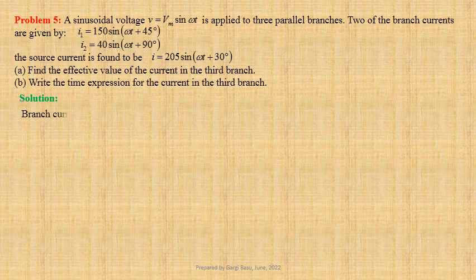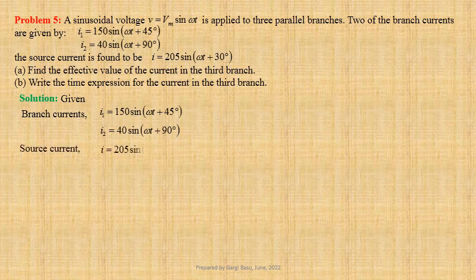A sinusoidal voltage V equals Vm sine of omega t is applied to three parallel branches. Two of the branch currents are given by I1 equals 150 times sine of omega t plus 45 degree and I2 equals 40 times sine of omega t plus 90 degree. The source current is found to be I equals 205 times sine of omega t plus 30 degree. We have to calculate the effective value of the current flowing in the third branch and write the time expression for the said current.